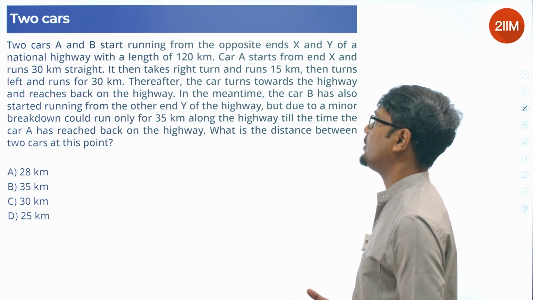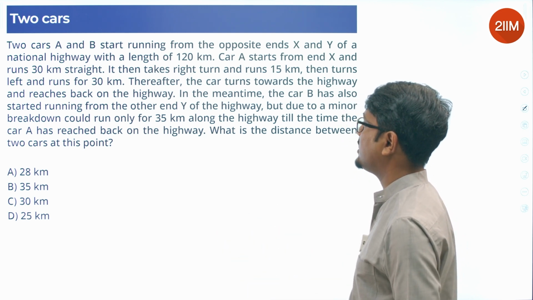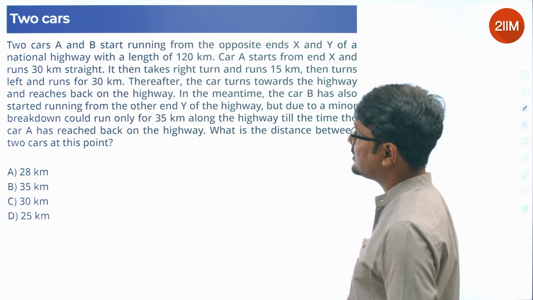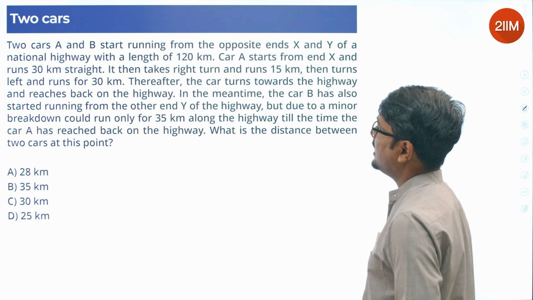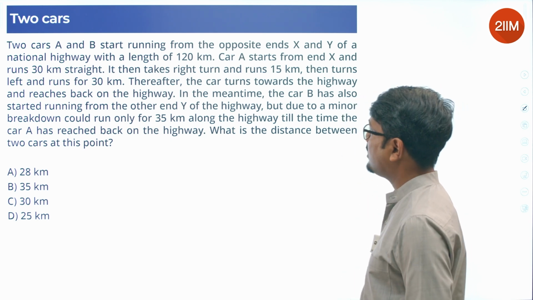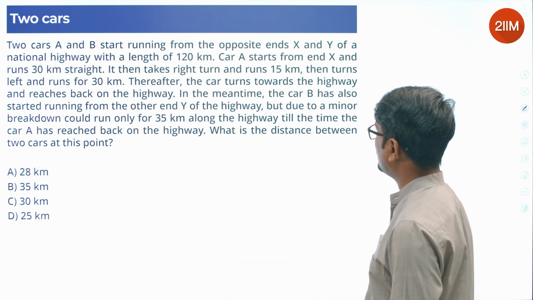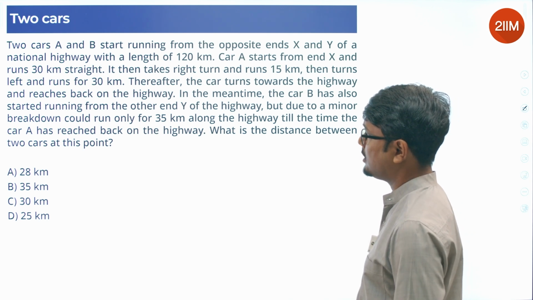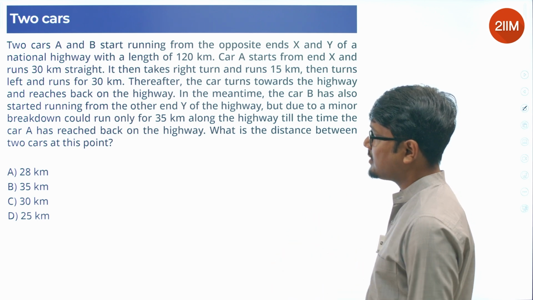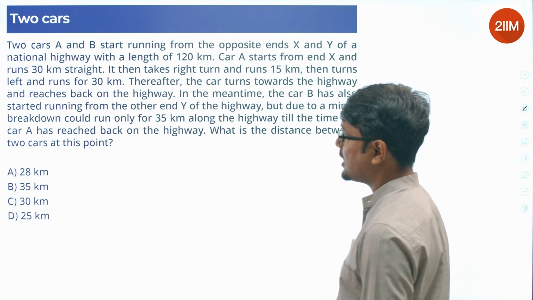Two cars A and B start running from the opposite ends X and Y of a national highway with a length of 120 km. Car A starts from the end X and runs 30 km straight. It then takes a right turn and runs 15 km, then turns left and runs 30 km. Thereafter the car turns towards the highway and reaches back on the highway. In the meantime, car B has also started running from the other end Y on the highway, but due to a minor breakdown, it could run only for 35 km along the highway till the time car A has reached back on the highway. What is the distance between the two cars at this point?